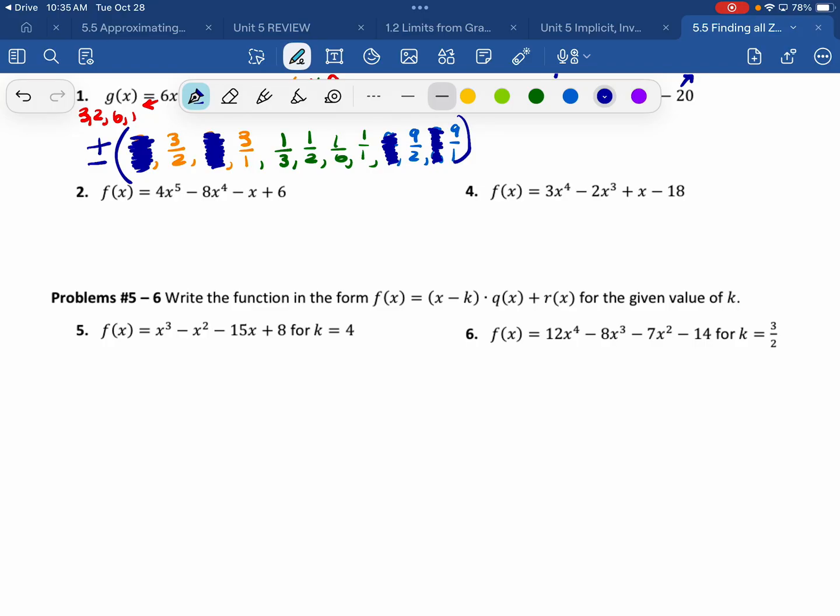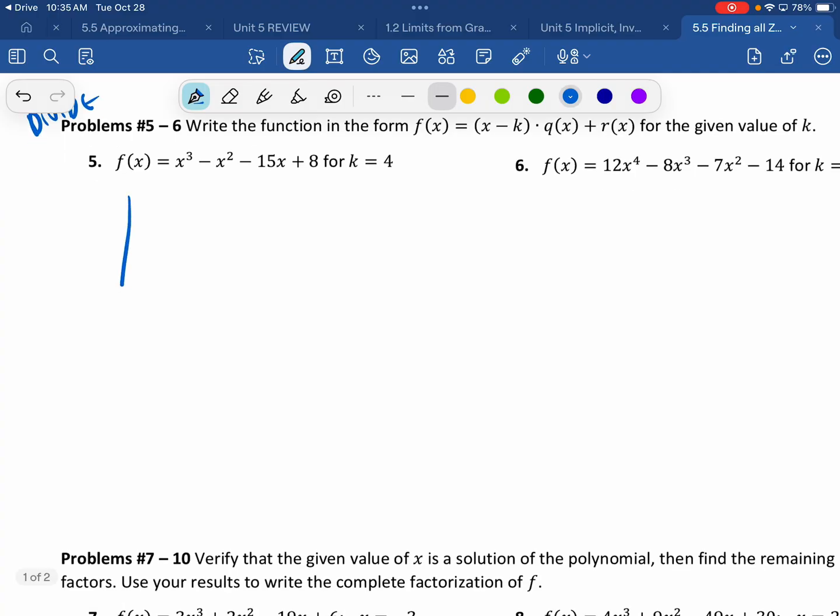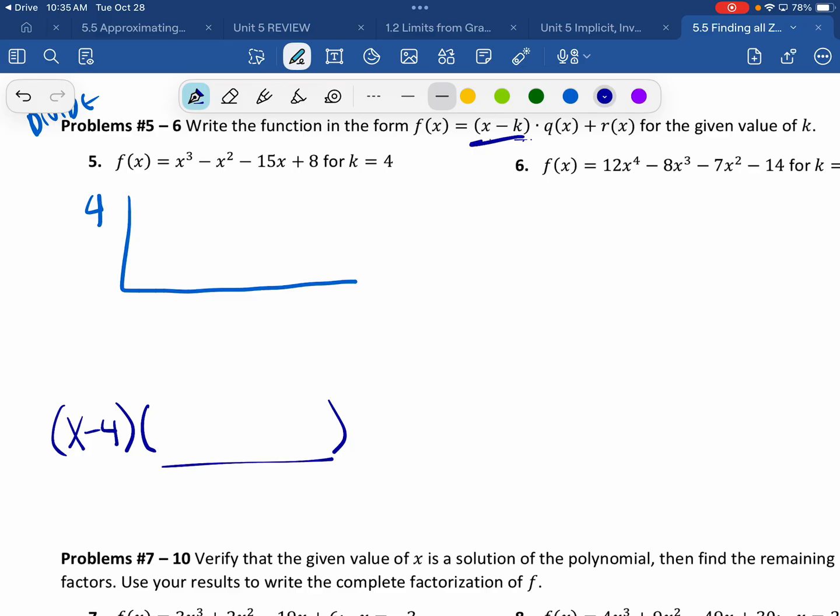All right, let me explain how to do 5 and 6 real fast because they're kind of weird. On 5 and 6, all you're doing is dividing, so you're going to do synthetic division. 4 is on the outside. The way you write your answer, it says x minus k, so I would write x minus 4. And then in the next parentheses, this is what you get after you divide. Plus, and then this guy here is going to be your remainder.